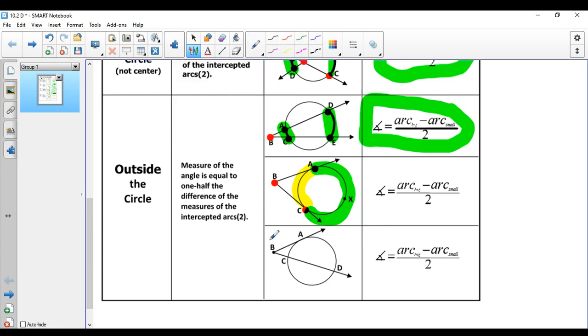One more possibility is for it to look something like this. Hits the circle once there, but it hits the circle twice here. So in this case, our big arc is right here, and our small arc is right here. Take the big one minus the small one, divide by 2.